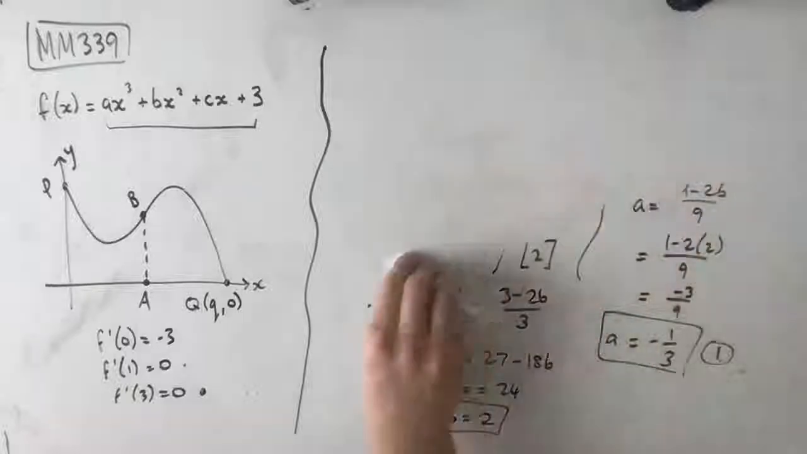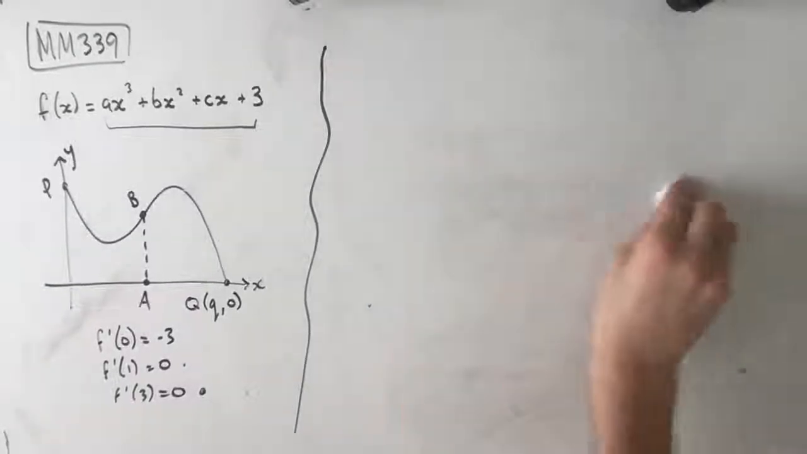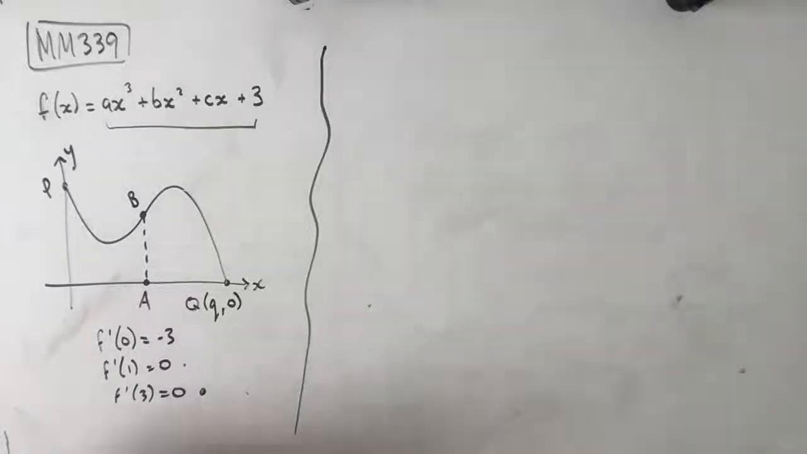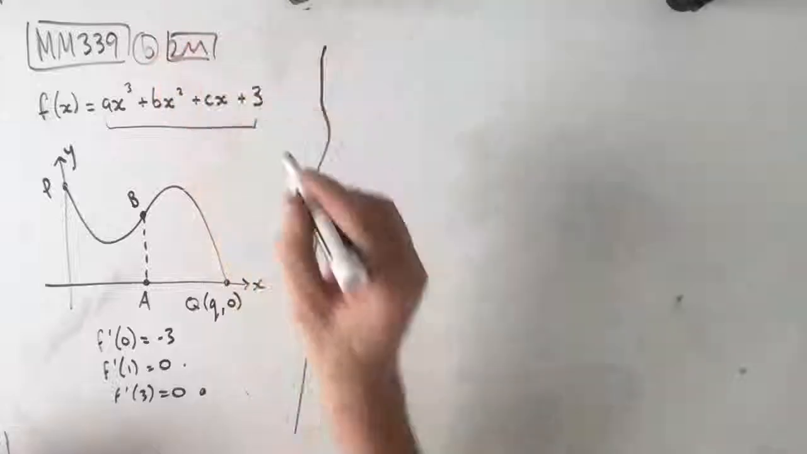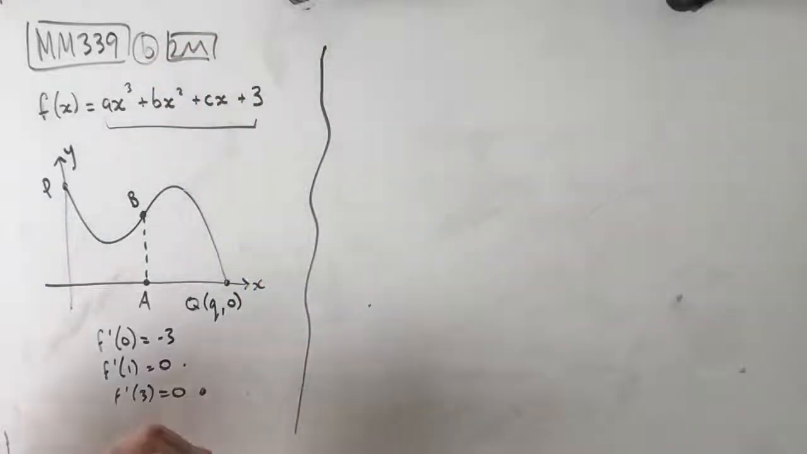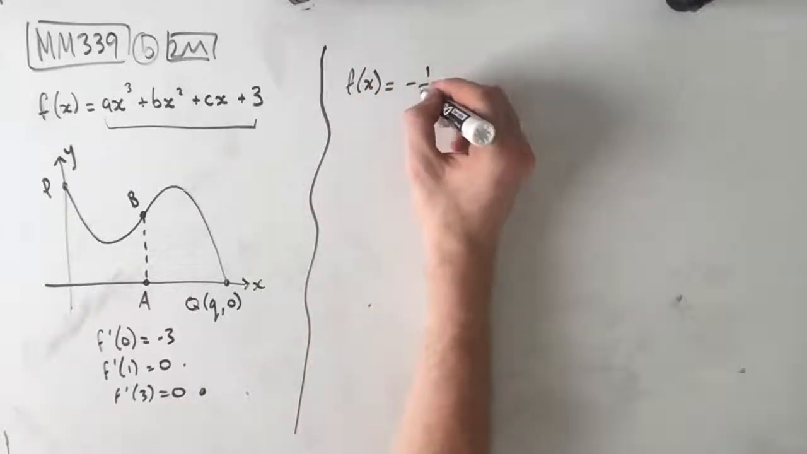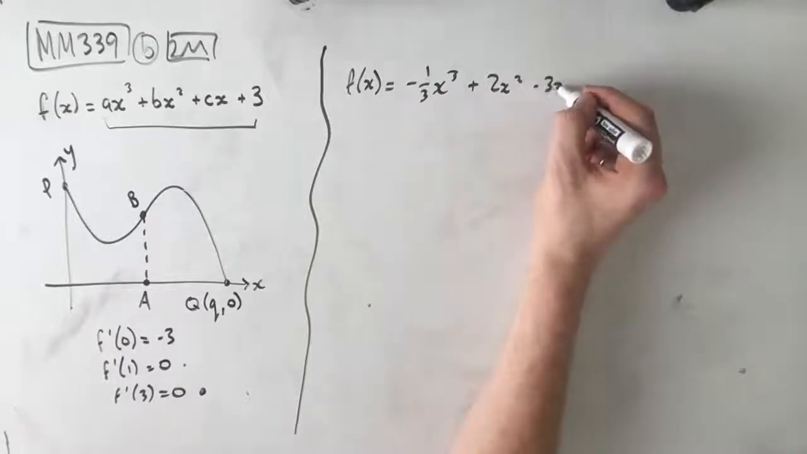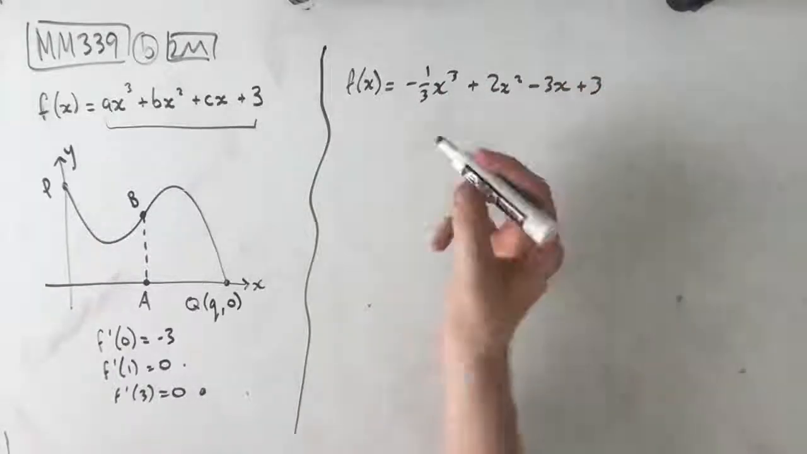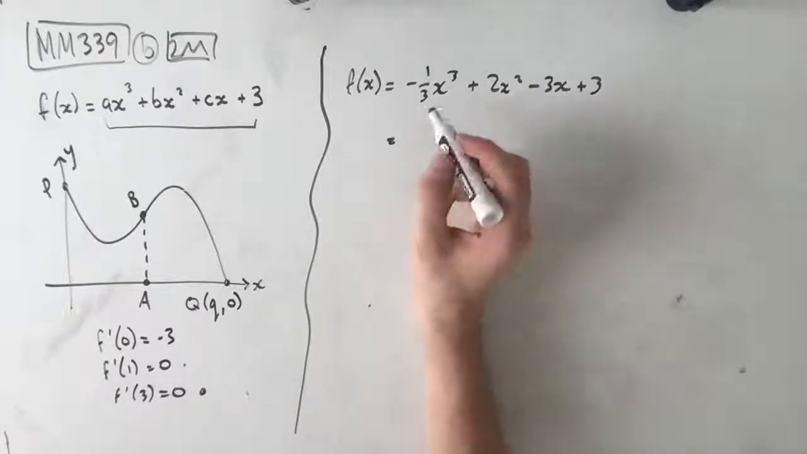And says, find the average value of f over the interval 0 to Q, correct to 2 decimal places. Awesome. So first of all, we actually need to find what Q is, because we're not going to be able to find the average value if you don't know what Q is. So we know that f of x is equal to negative 1/3 x cubed plus 2x squared take 3x plus 3, because we just found that. And it actually tells us that in part A as well, so we don't actually really need to find it.